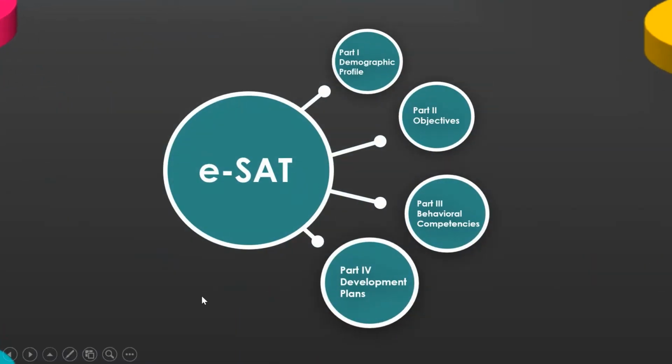So, syempre, kagaya ng sinabi natin sa mga master teachers, ganon din po ang gagawin ng ating mga Teachers 1 to 3. First and foremost, accomplish the hard copy of the ESAT. Okay, so ang ESAT natin, again, ay may 4 na bahagi. First is the demographic profile. Second is the objectives. Third is the behavioral competencies. And fourth is the development plan.